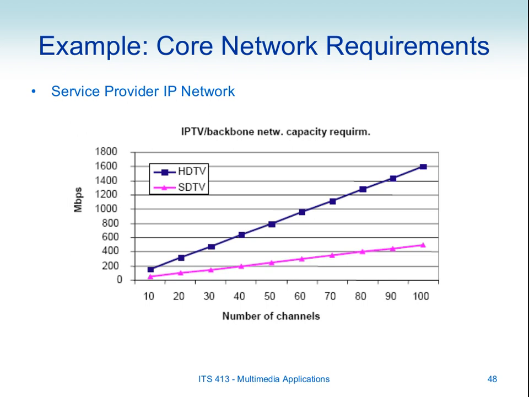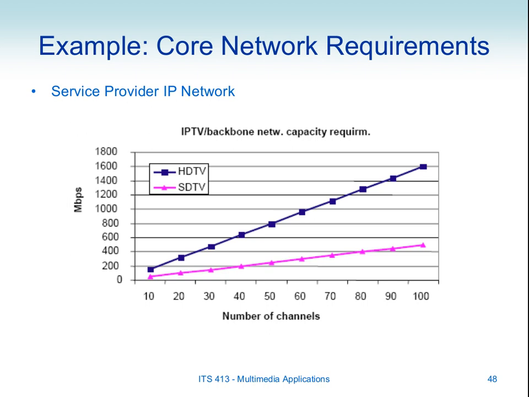In this case, the assumption is that we have about 10 or 15 megabits per second needed per TV channel. So if there's one person watching high definition TV, the network has to have capacity of about 10 to 15 megabits per second to support that channel. If we have 10 channels that we want to support at the same time, then we need 10 times as much. And as we increase the number of channels, we get a linear increase in the capacity requirements for the core network. So this is the amount that we require in total.